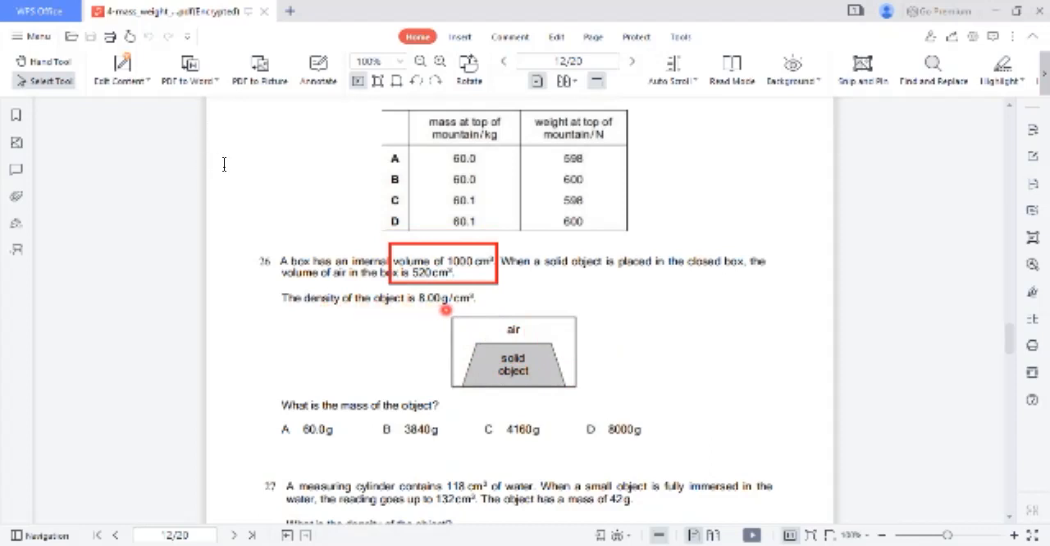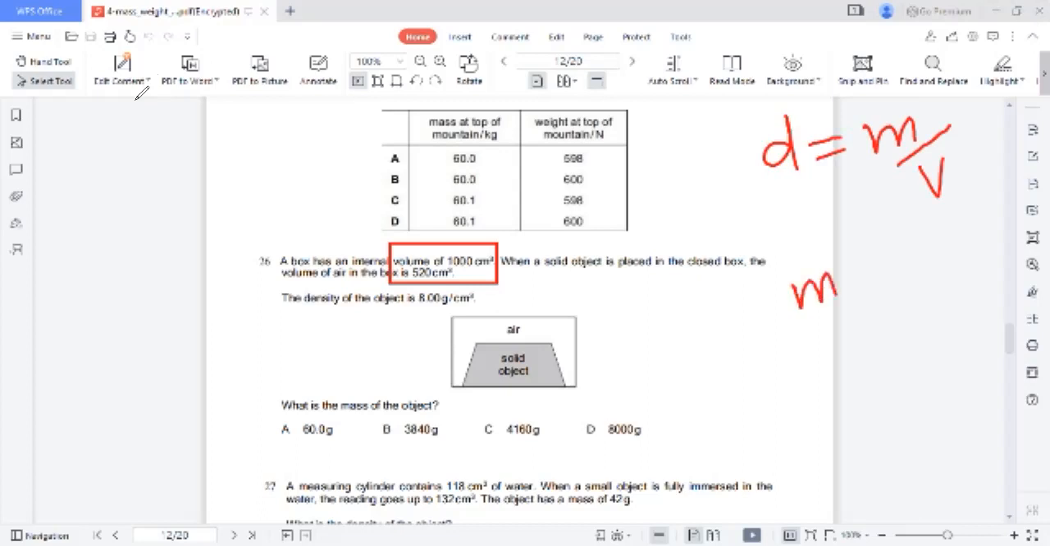The density of air is this one. Now you can see the volume of air is known. This is the volume of the air, and this is the density of air. We can easily find out the mass of the air. So we know that density is mass over volume.